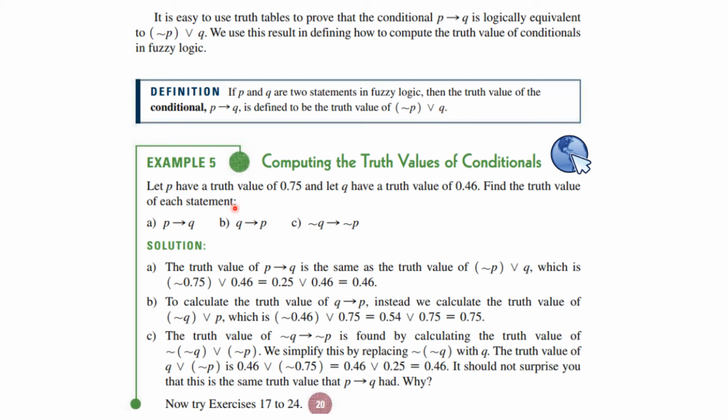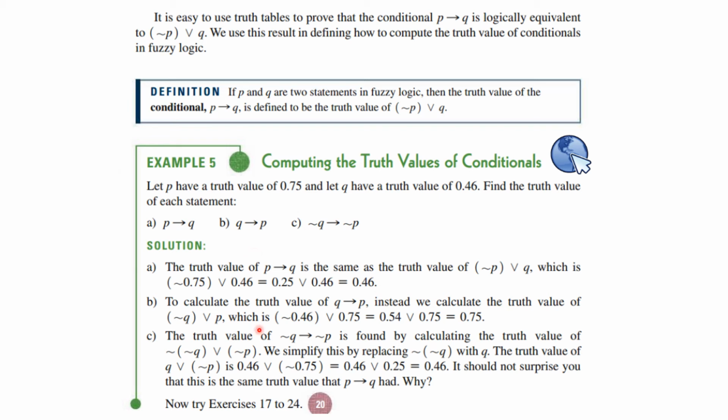Here's an example of computing the truth values of conditionals. Let P have a truth value of 0.75 and Q have a truth value of 0.46. Find the truth value of if P then Q. Well, we're going to look at negation P or Q. So that's going to be the negation of 0.75, which is 0.25. Then it's 0.25 or 0.46, which is 0.46.